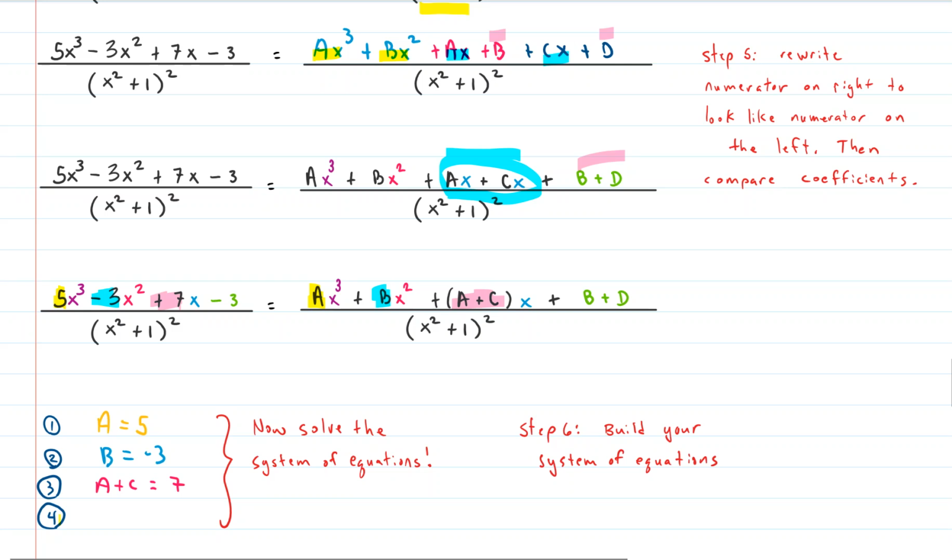And then our final step is to compare the terms without any x. On the left we have -3. On the right we have b plus d. So b plus d must equal -3. And there we go. We have our system of equations. We can solve the system of equations and get a, b, c, and d, and then plug them back into our original setup, and we're done.